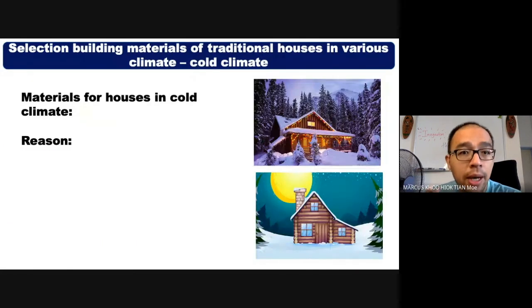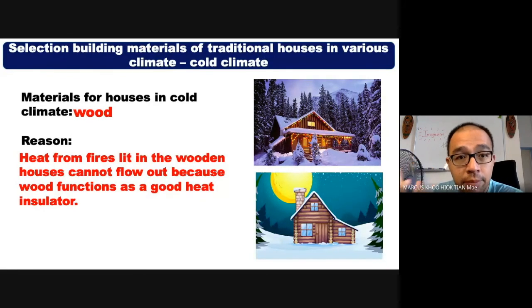Likewise, in the cold climate, in places where there is a lot of snow, the best material is also wood, because the heat from the fires lit in the wooden houses cannot flow out. Wood functions as a very good heat insulator. Of course, when you have a fire inside the wooden house, you want to make sure that the house doesn't burn down. But generally, wood takes a very long time to get hot, and it also takes a very long time to get cold. So it functions as a good heat insulator.